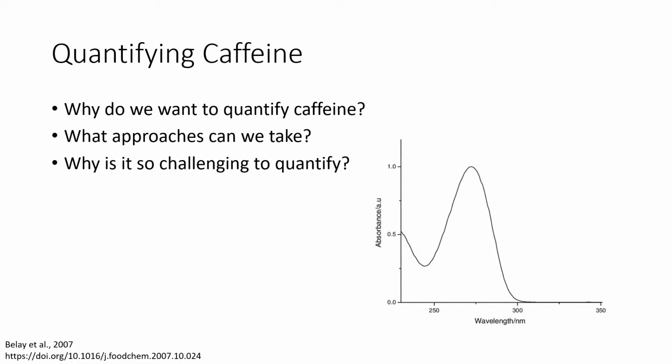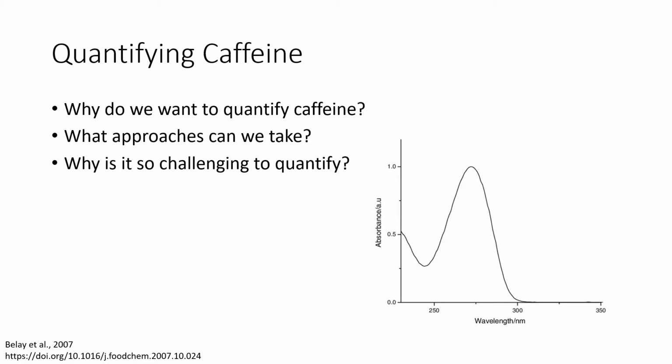And so we'll ask, what kind of approaches can we take? We've quantified a lot of things so far in this semester, and maybe you'd say, what if we just quantified its absorbance versus a standard concentration of caffeine? And if we look at this absorbance spectrum of caffeine, it looks like that might work. So we have a maximum absorbance of around 275 nanometers. So maybe if we just looked at the absorbance of a beverage at 275 nanometers and quantified that against a standard curve of caffeine, we could get a quantity of caffeine.